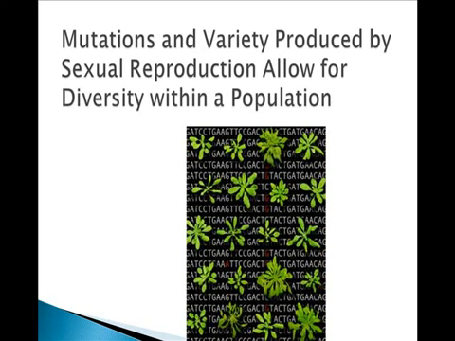Mutations and variety are what allow diversity within a population. And you can see this is Arabidopsis, which is a type of mustard. This shows variability in Arabidopsis plants from different geographic regions. They're all the same species, but they all look different.